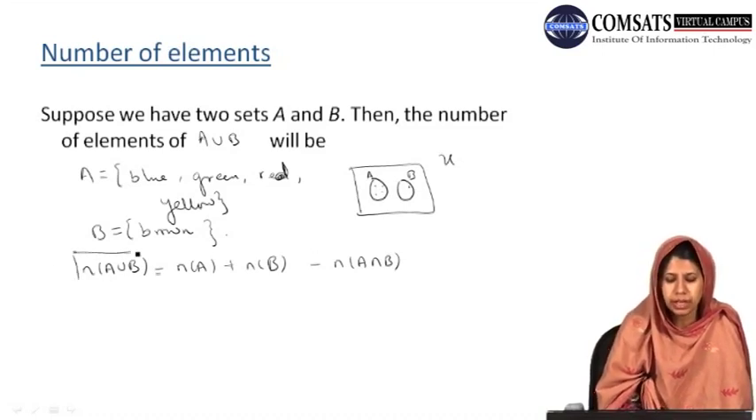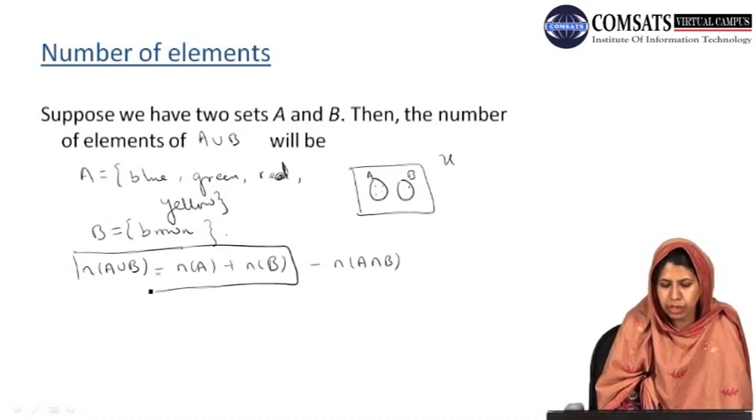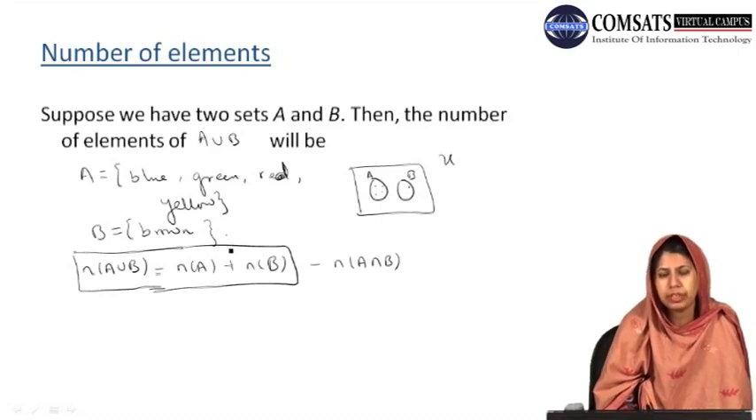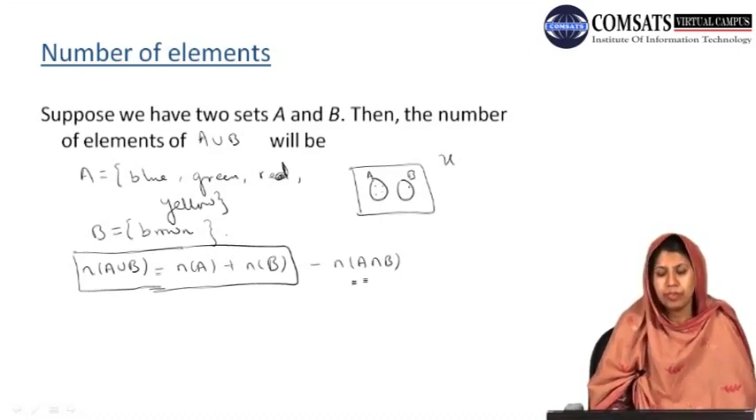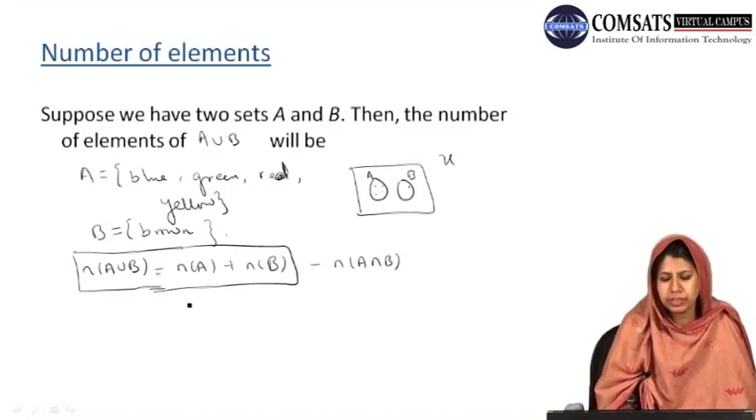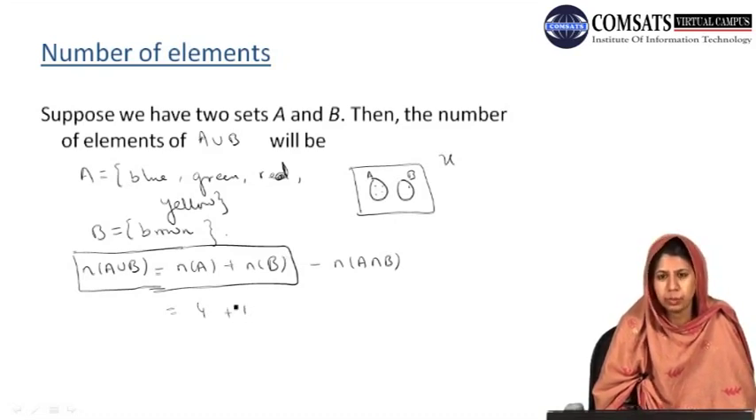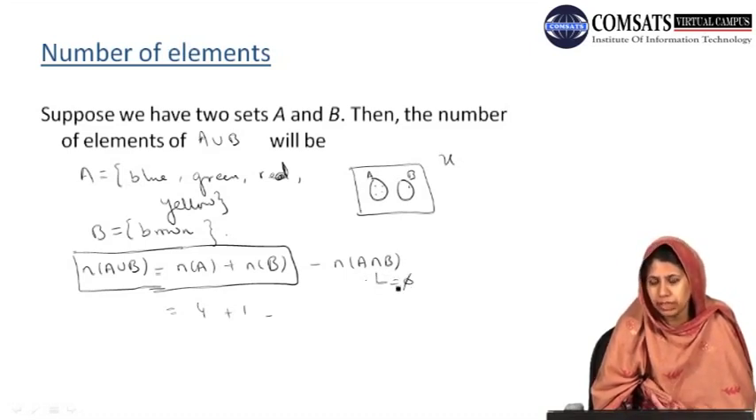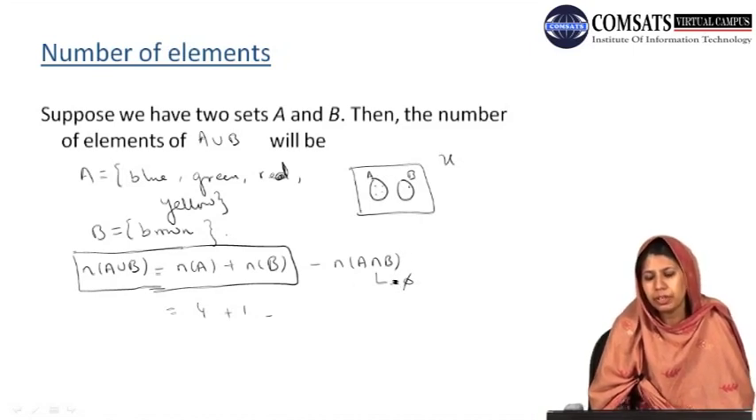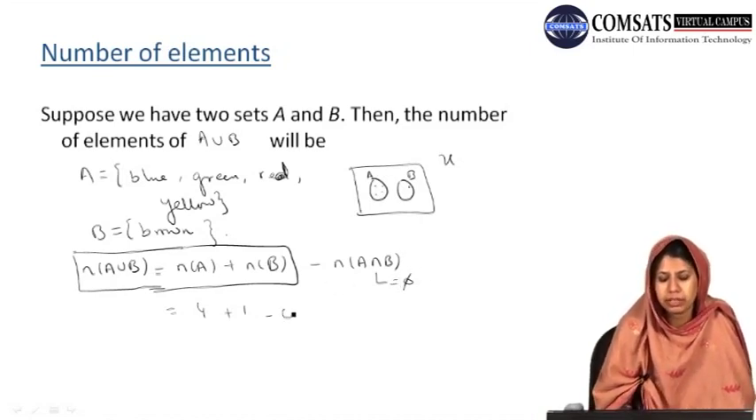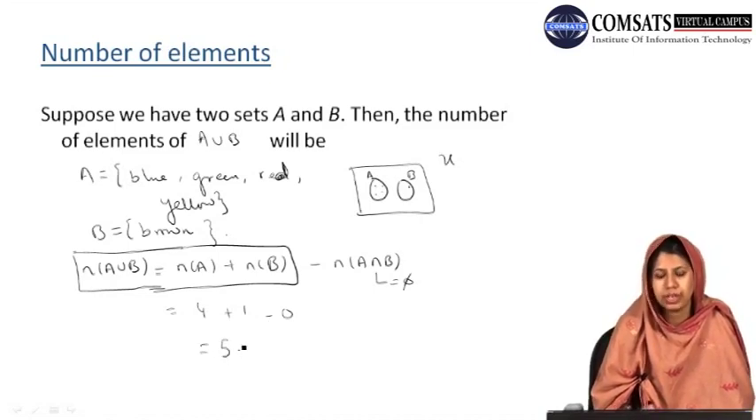But we say that in this situation our formula, that is the number of elements of A union B, is simply the sum of the number of elements in both the sets. Why do we omit this intersection part? Because the number of elements in A is 4 balls, the number of elements in B is 1 ball, and do they have any ball in common? No. So A intersection B in this case is the empty set, and so the number of elements in their intersection is 0, so 4 plus 1 minus 0 is equal to 5.